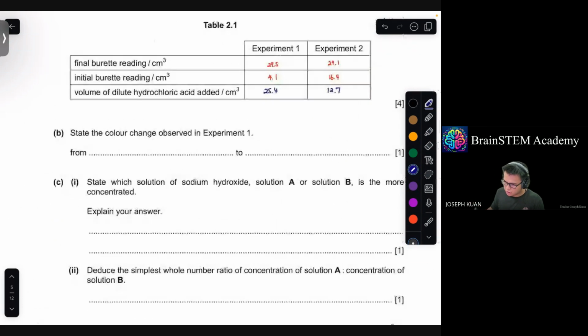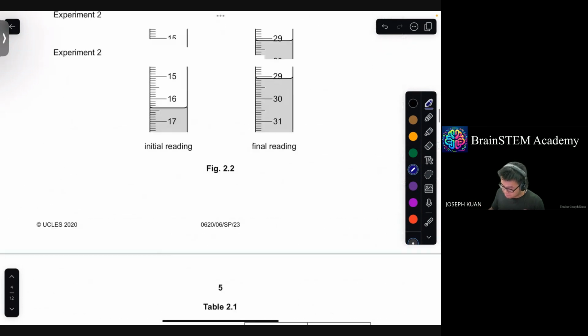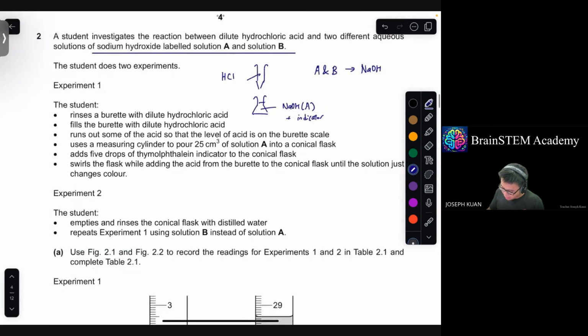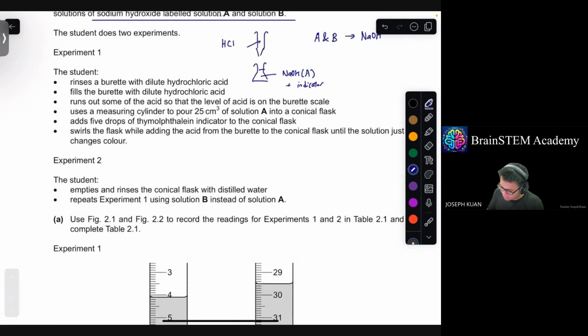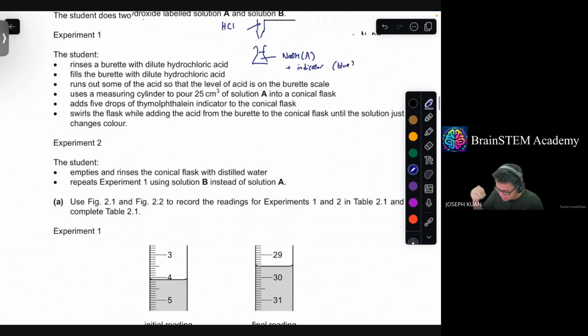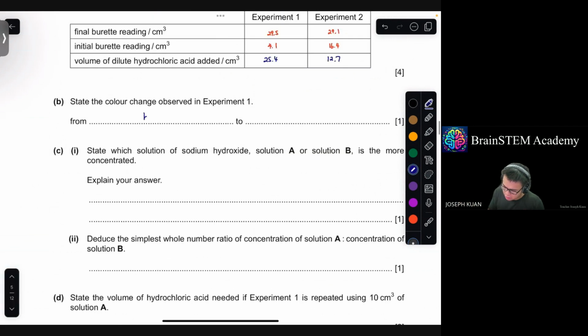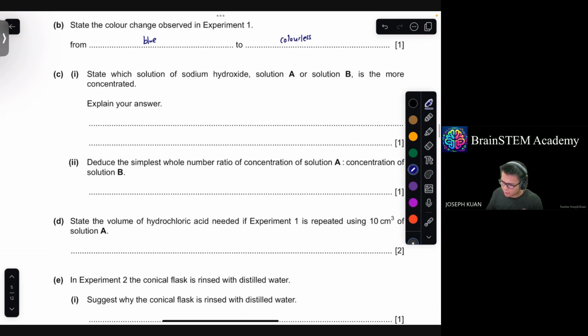B, state the color change observed in experiment 1. Now, the indicator thymolphthalein is actually blue in color in an alkali medium. And then once it gets neutralized, it will change color to colorless. All right, moving on to C1. State which solution of sodium hydroxide, solution A or B, is the more concentrated. Explain your answer.